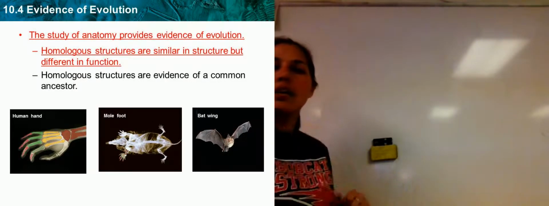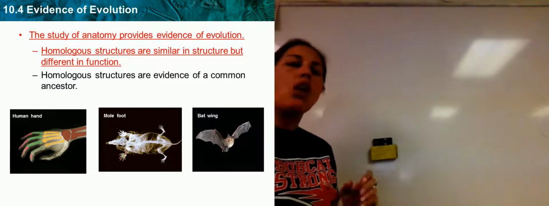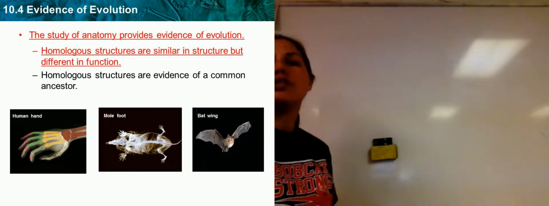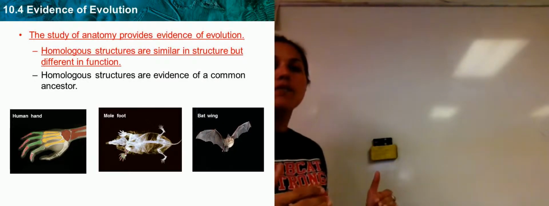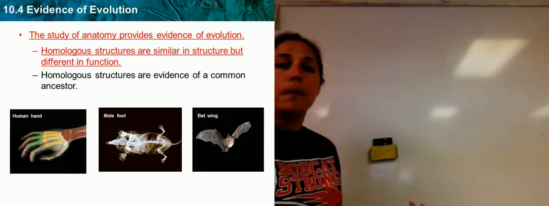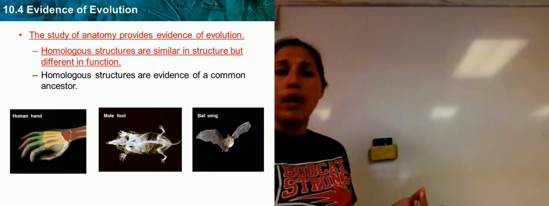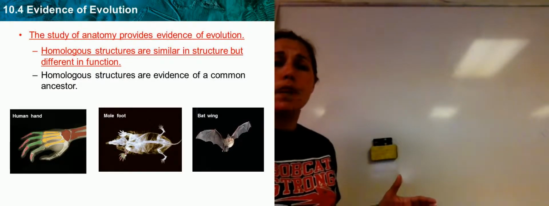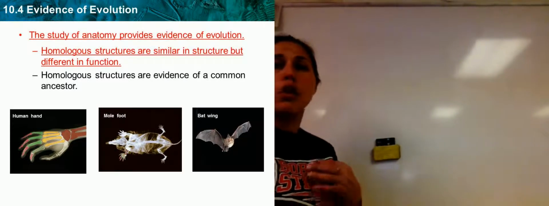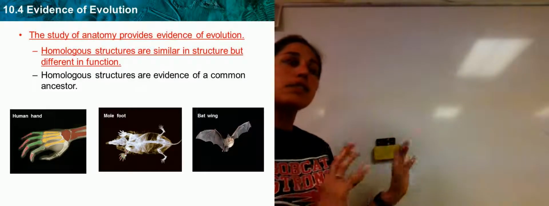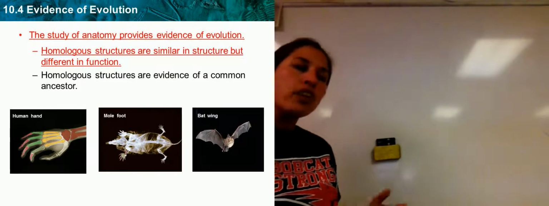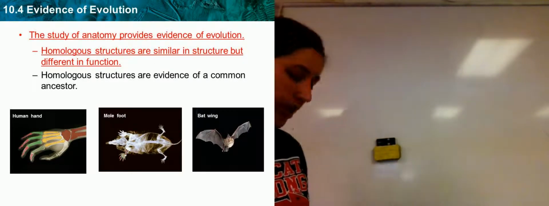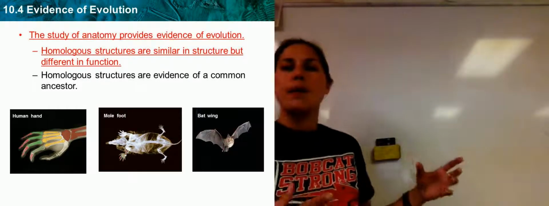So we have a human hand, a mole foot, and a bat wing. Are these identical functions to each other? Absolutely not. But are they all similar in their structure? Yes. The human hand, the mole foot, the bat wing are all built the same way. They have the same bone structure. So homologous structures mean similar structure, different function. One of the key things to point out with homologous is homologous shows common ancestry.